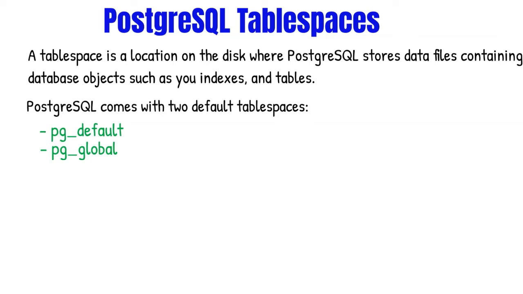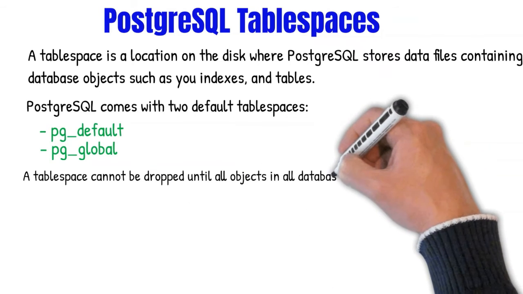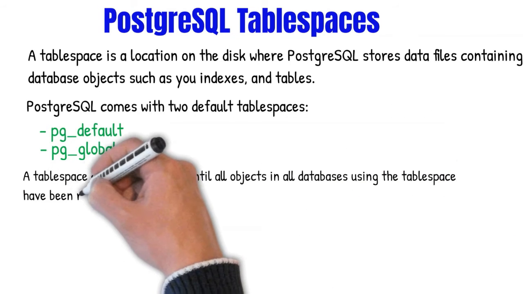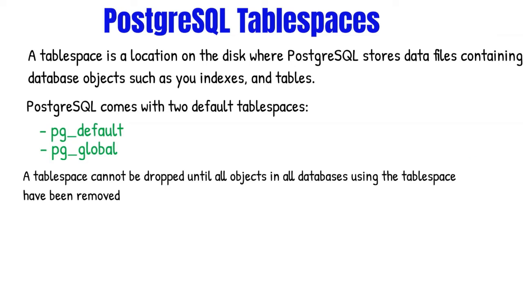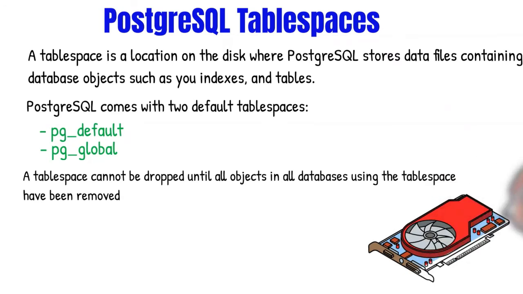Once a table space is created, any database can use that table space, given that the user has sufficient privilege to access it. This means that a table space cannot be dropped unless all the objects in the database using that table space have been removed. So table spaces pretty much allow you to control the disk layout of your PostgreSQL database files.